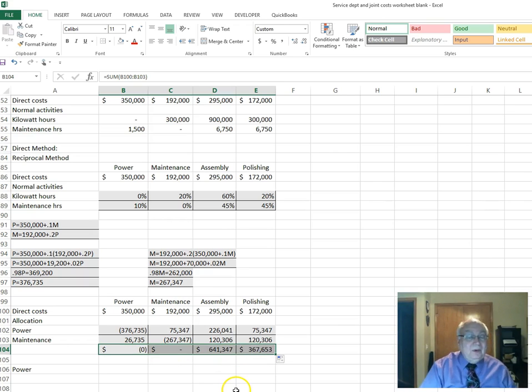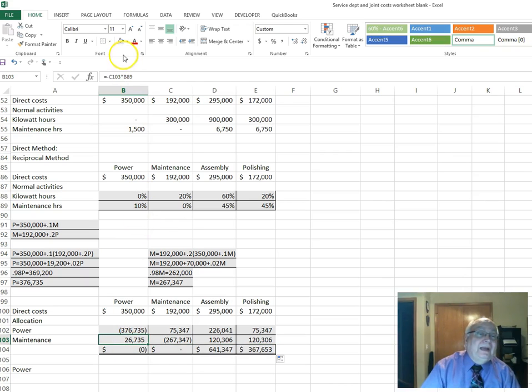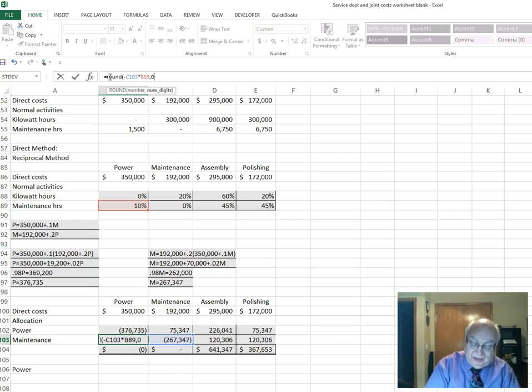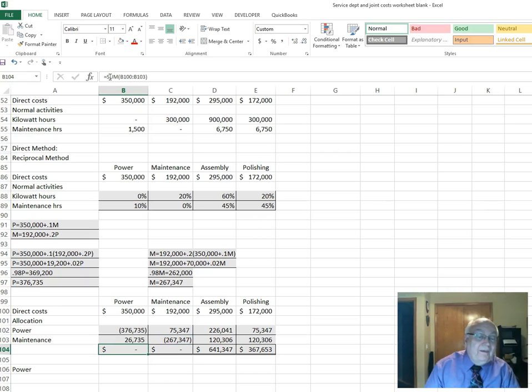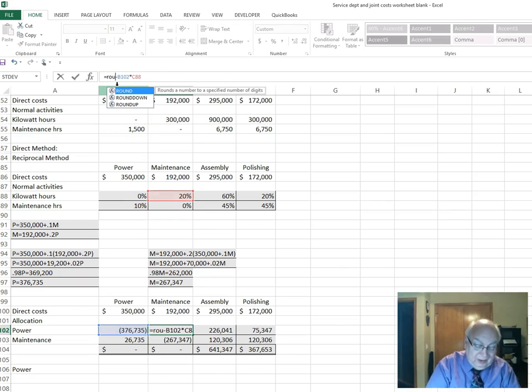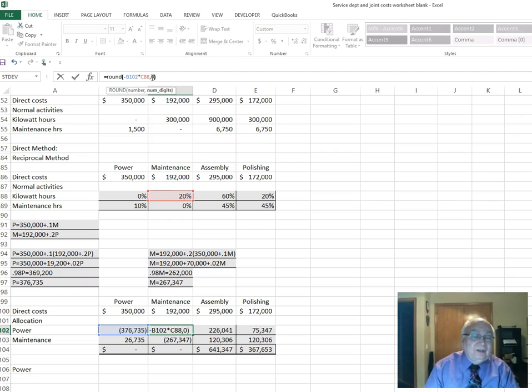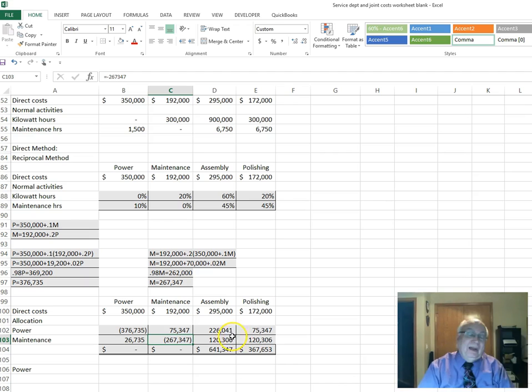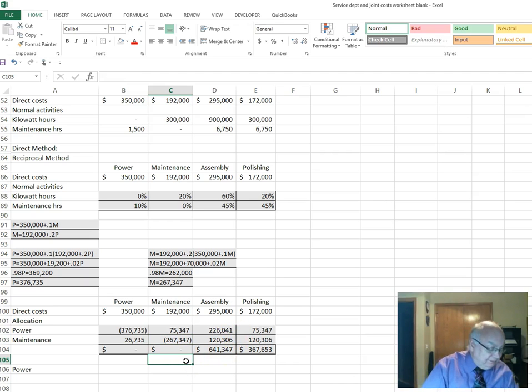Now, the reason why it comes up like this: if we do it this way and put in the round function here, and end, comma 0, that gets rid of it, because of the calculations it had like 0.003 in there. So it's good to use the round function on this aspect of it. And we go to 0 because we don't want any decimal places. We want to round to the nearest dollar. You probably should do that all the way around, but it's not that important. Okay, so that's the allocation based on the reciprocal method.